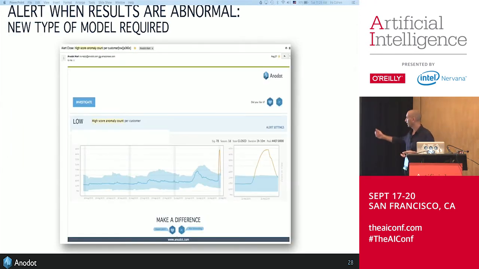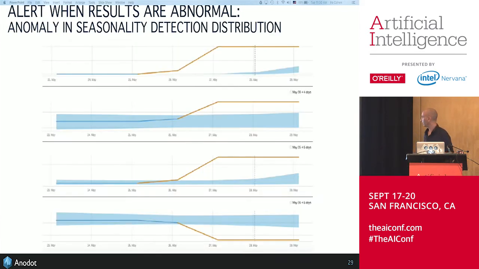This is an example of an alert that we got recently, where we saw for a customer that there was a spike in the number of anomalies that we detected for that customer. So there was an anomaly in the number of anomalies for that customer. Then we looked at the data and we saw, oh yeah, we need a new type of model. They started pushing a different type of signal that we hadn't thought about, and we needed to adjust and add a new model into our model bank to take care of that, so we can model normal behavior on that and not give the customer false positives. So that's another example. Here's another example where there was a bug in the seasonality detection algorithm, and so on and so on.